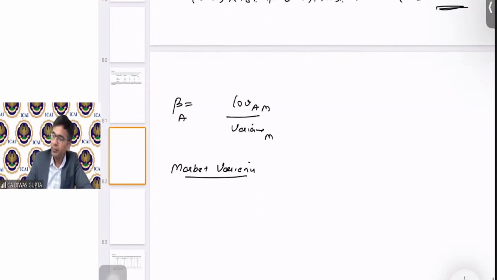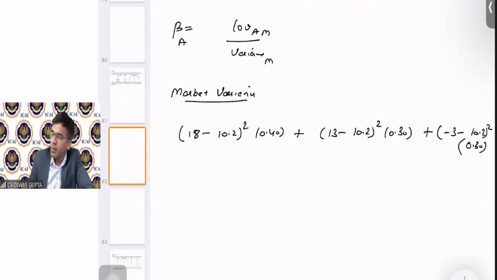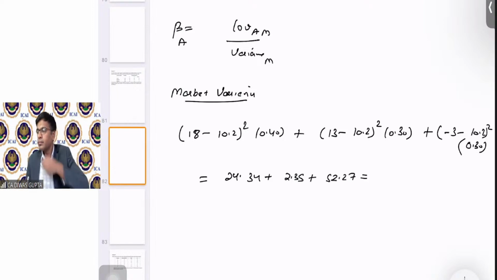Expected market return is 10.2. So we will just calculate the deviation, take a square, and multiply with the probability. Plus 13 minus 10.2 square into 0.30, minus 3 minus 10.2 square, 0.30. Okay, so this comes as 24.34 plus 2.35 plus 52.27, which in totality becomes 78.96 percentage. So the variance of market is coming as 78.96 percentage.